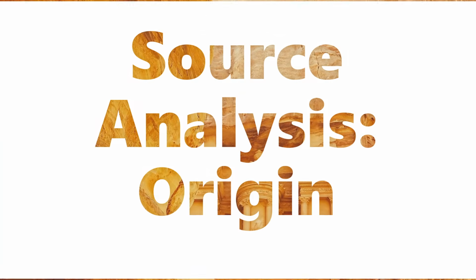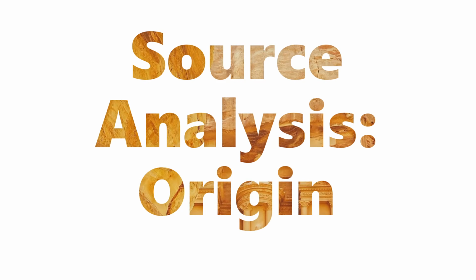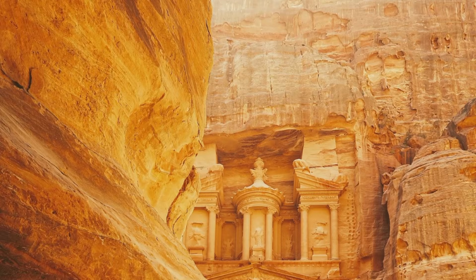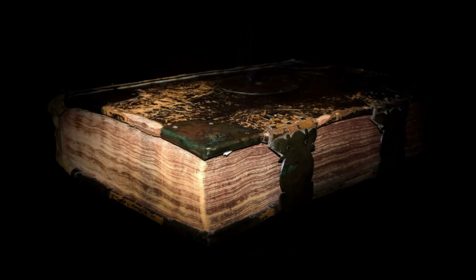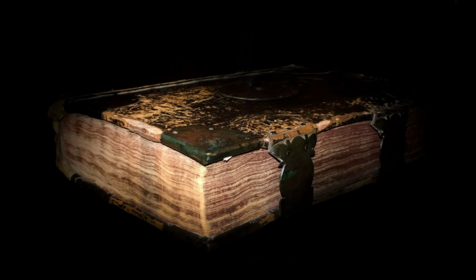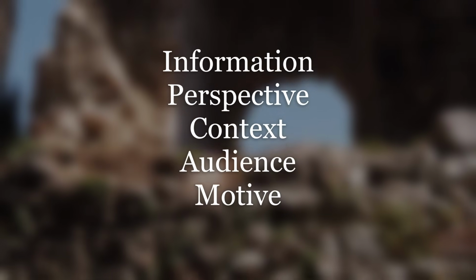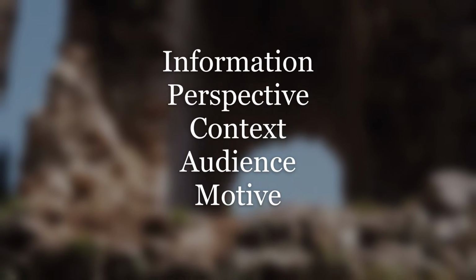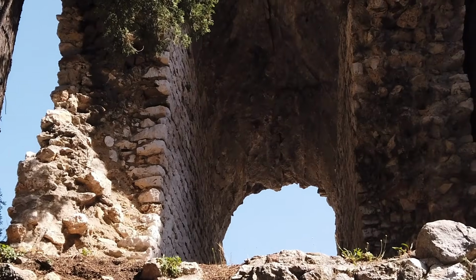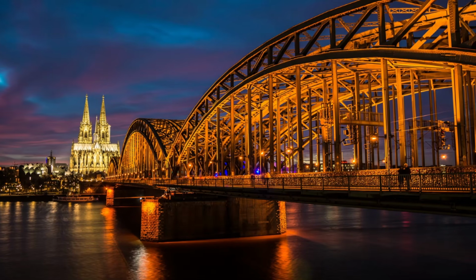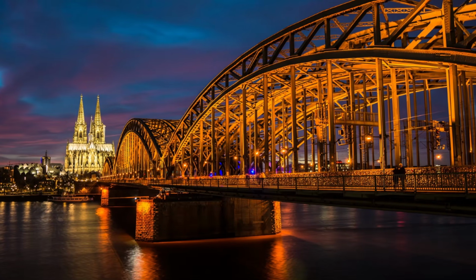Welcome back to another History Skills video. Today we're looking at how to analyse a source's origin. Source origin is one of the 6 analysis skills you will need to develop when studying history. The others are information, perspective, context, audience, and motive. I've made videos on each of the other skills which you can find in the description section below. In this video we'll only be exploring source origin.